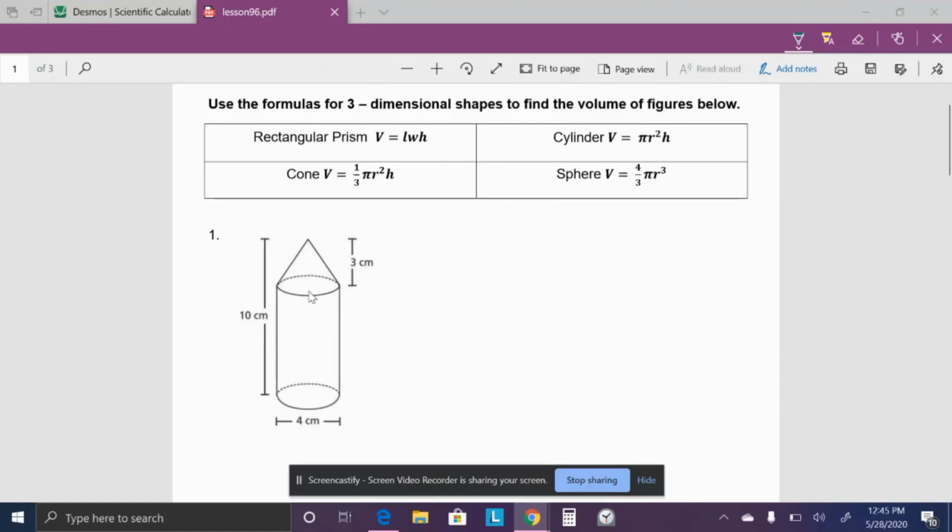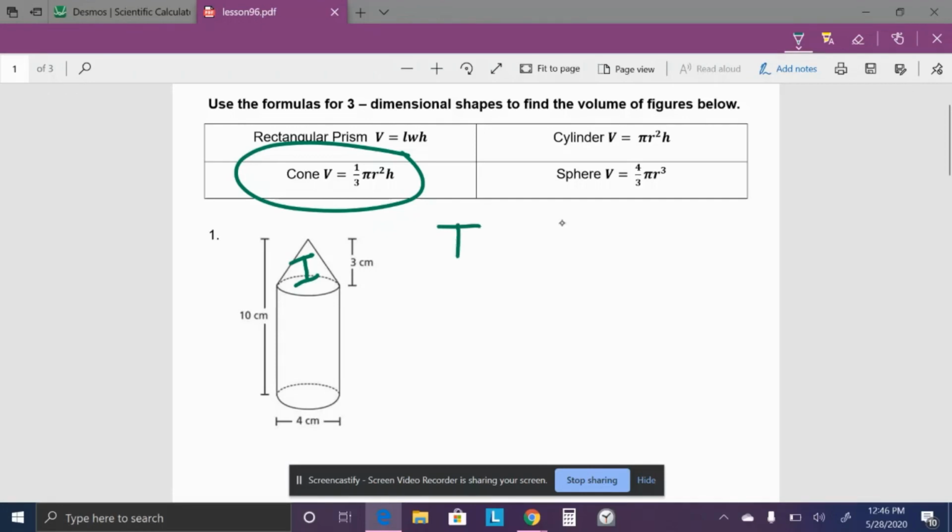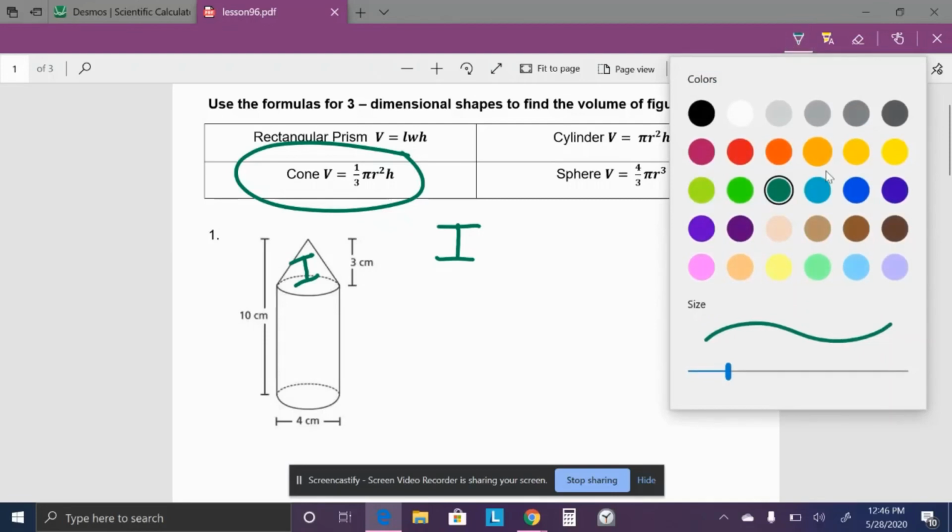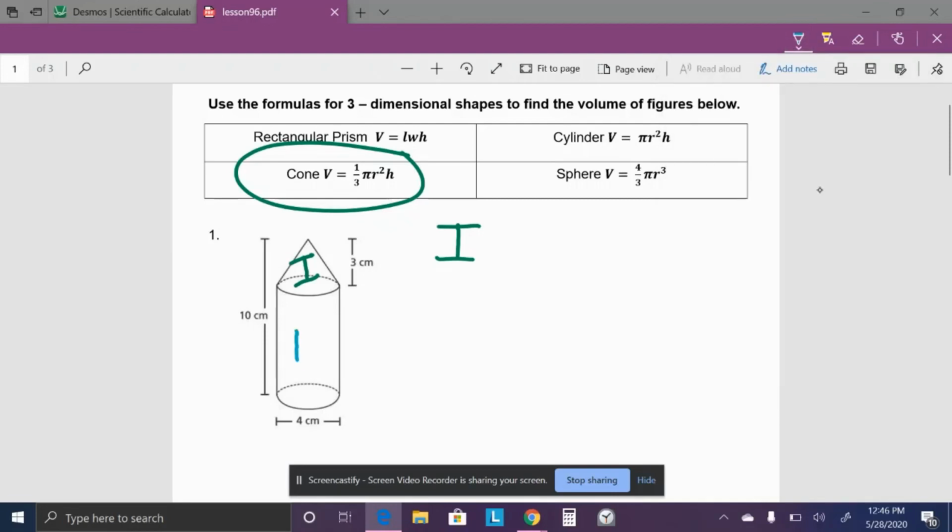If we look at this first figure here, we have a cylinder with a cone on top of it. So I'm going to break this down into parts. The top part, I'm going to call piece one, and we're going to use our cone formula, not corn formula, cone formula. And then this part right here is our cylinder formula. So part two is our cylinder formula.